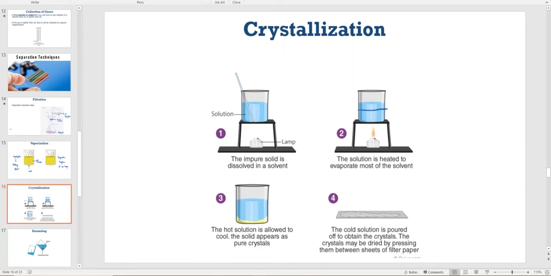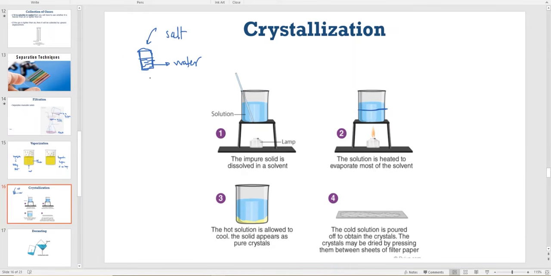Before understanding crystallization, we need to first understand the concept of saturation point or saturated solution. So let's take a glass of water. That is a pathetic looking glass, but you get the idea. So I took a glass of water and I added some salt in it.